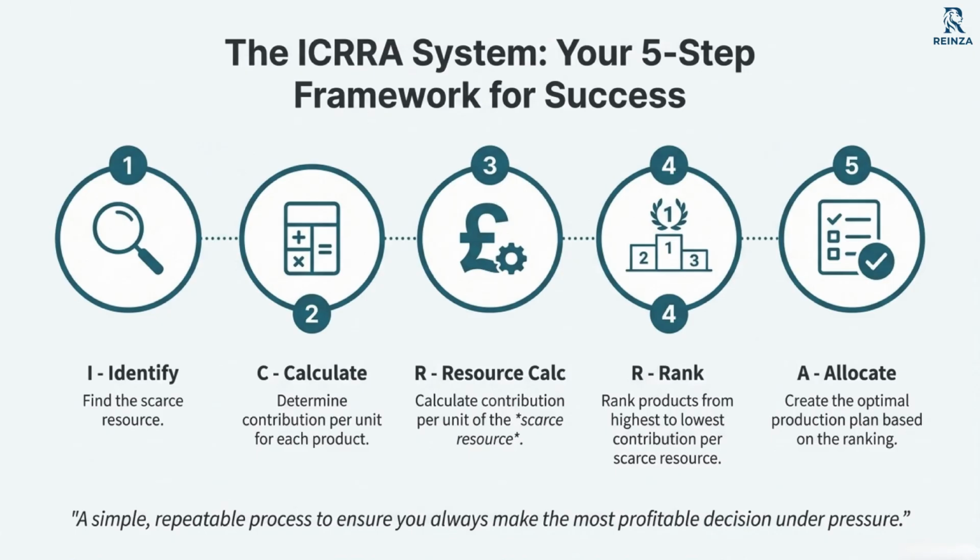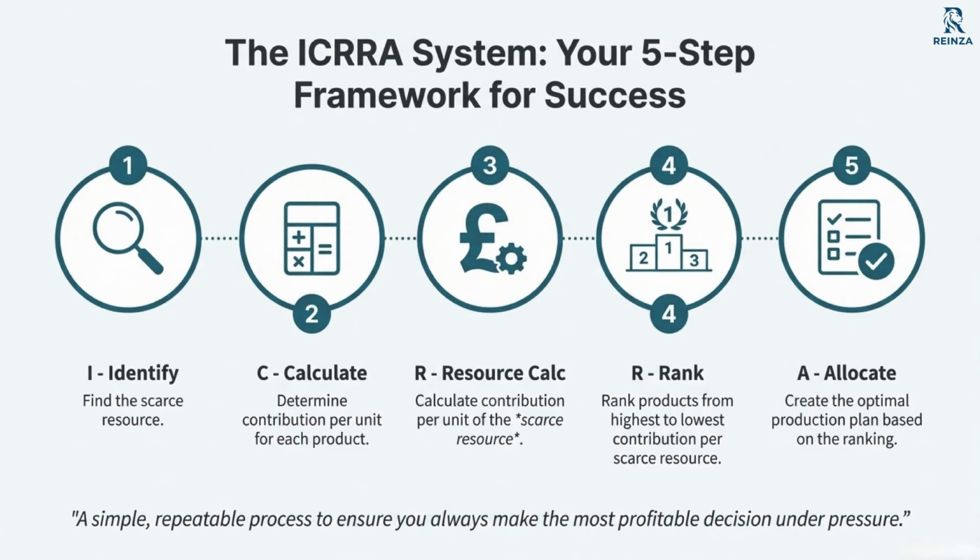Step 1 is I for identify. You need to identify the scarce resource. This means comparing what resources you need to meet maximum demand against what resources you actually have available. The resource where your need exceeds your supply is your limiting factor. Step 2 is C for calculate. Calculate the contribution per unit for each product. Remember, contribution equals selling price minus variable costs. Make sure you exclude any fixed costs from this calculation.